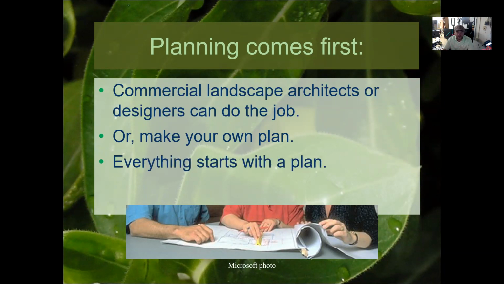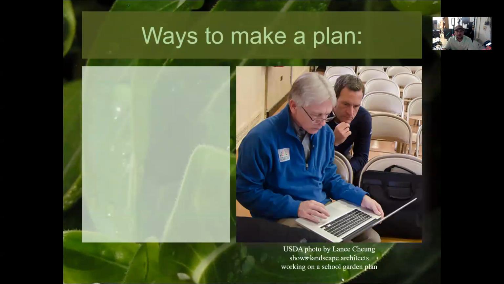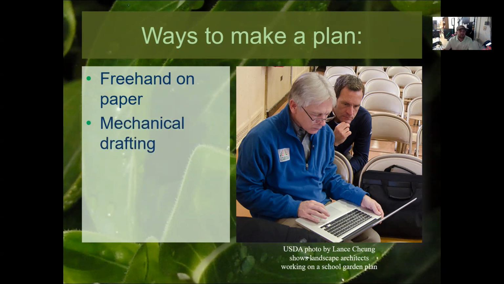Everything starts with a plan. If you don't have a plan for something, typically it doesn't come out that great. So here are some different ways you can make a plan. Freehand on paper, mechanical drafting. That's drafting with your hand using a T-square and pencil, which we're going to be learning in here.